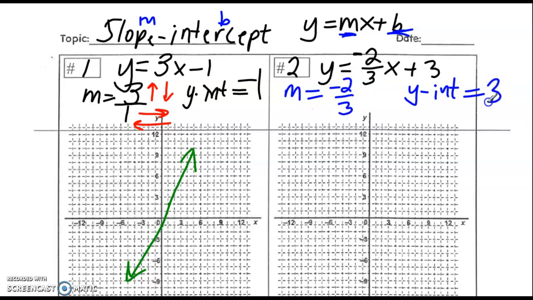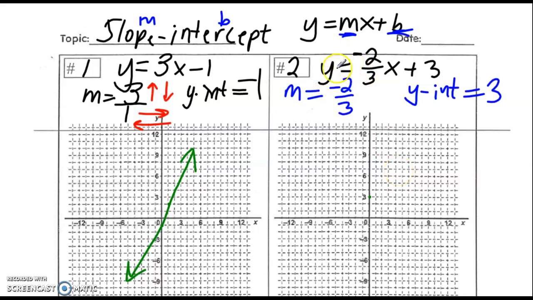3. Okay. Remember that our first thing is we're going to plot the y-intercept. So I'm going to go to the y-axis and I'm going to find +3 and plot a point. So there's 1, 2, 3 right there. There's my first point to my graph.